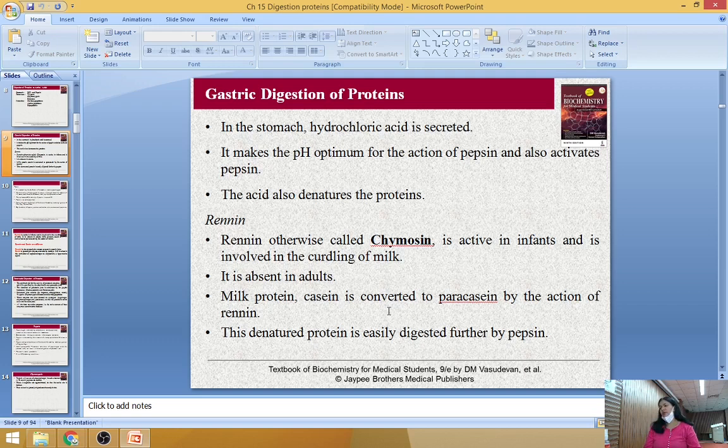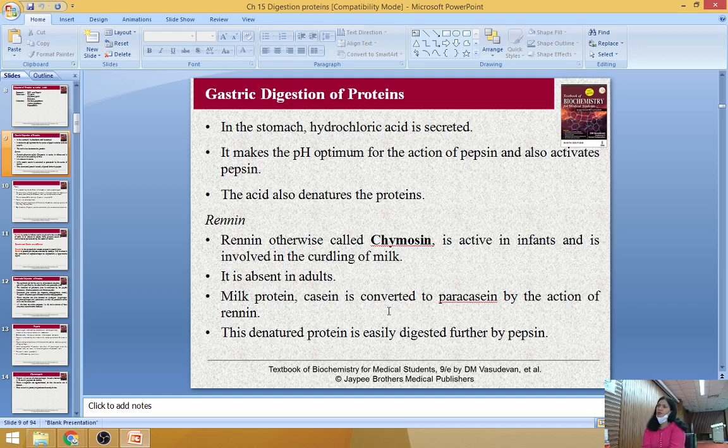Gastrin is the hormone which is secreted by the antrum of the pylorus. It is also secreted by the intestine. What this gastrin does is increase the proliferation of the parietal cells, and it also helps the parietal cells to secrete hydrochloric acid.